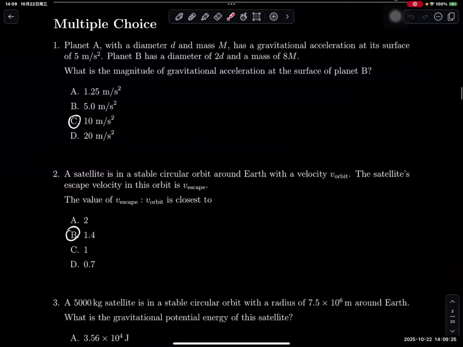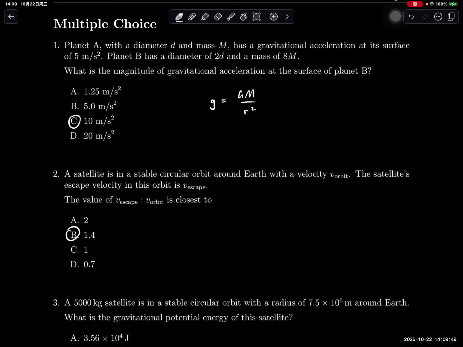So the first question: planet A with a diameter d and mass m has a gravitational acceleration at the surface equal to 5 meters per second squared. Planet B has twice its diameter and 8 times its mass. This question pretty much just plays around with the gravitational field strength equation. If you might recall, it equals GM over r squared.